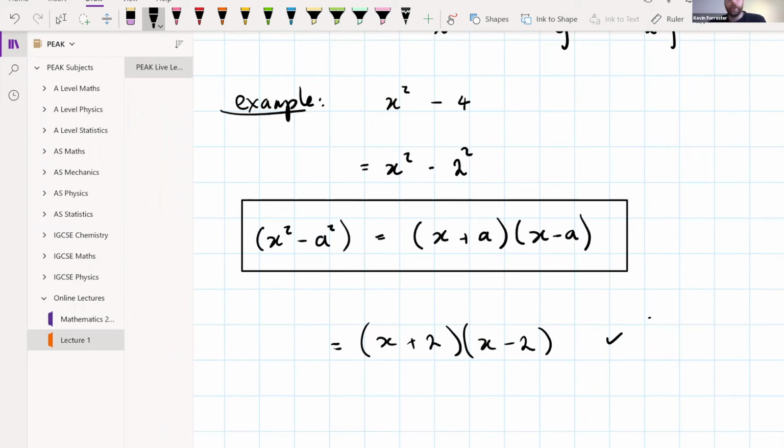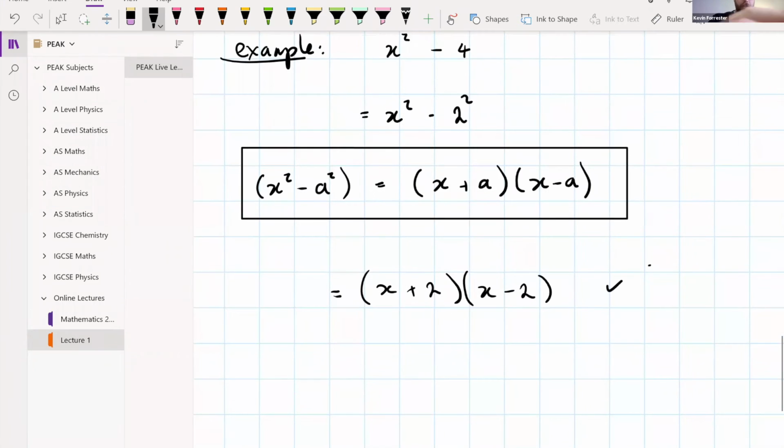Now remember, you can always check your factorization to see if you actually did the correct thing. So why don't we expand this and see if we got the correct answer. So remember, we're going to do FOIL, so it's the firsts, the outers, inners, and the lasts.